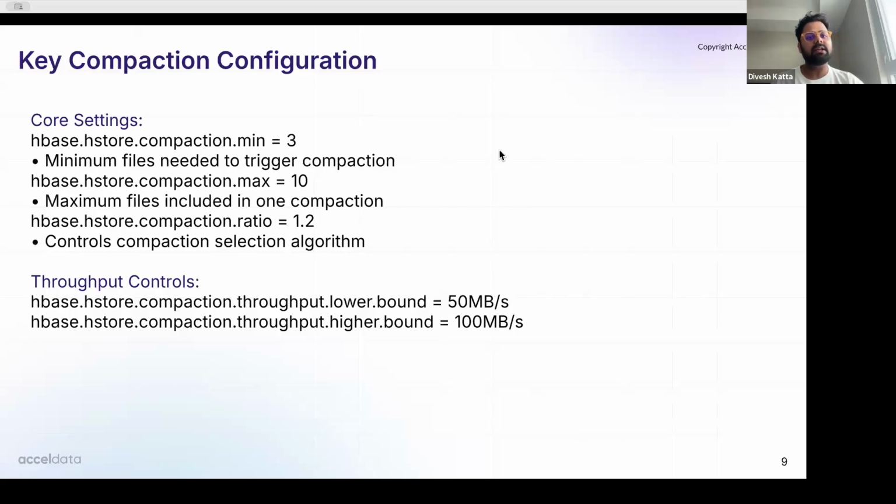The ratio parameter is more complex. It's the algorithm that decides which files get selected for compaction based on their relative size. Don't worry about the math. Just know the lower value means more aggressive compaction. The throughput bounds are your safety valves. These prevent compaction from overwhelming your disk during off-peak traffic periods.